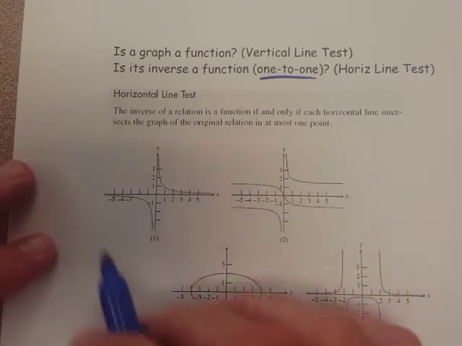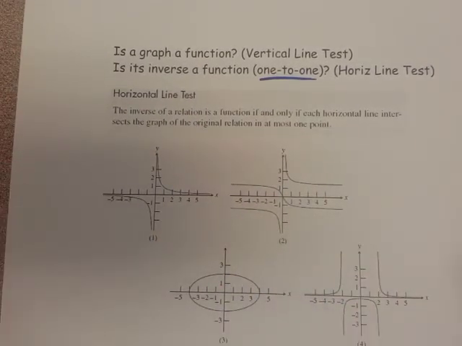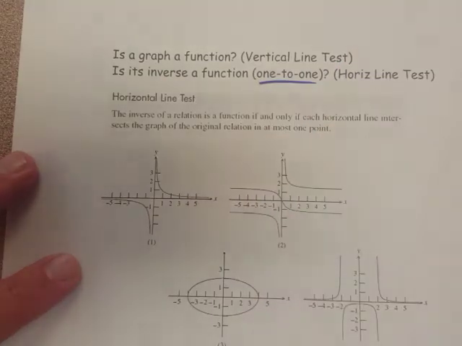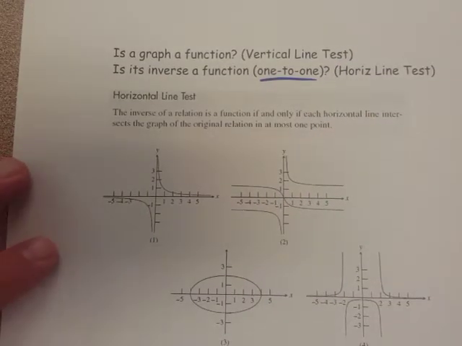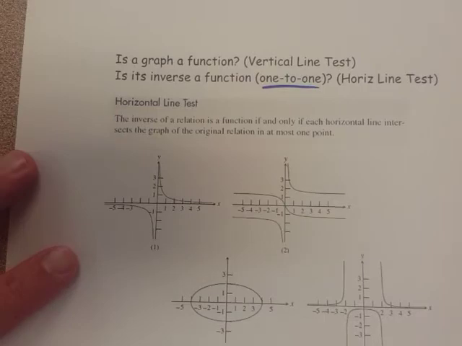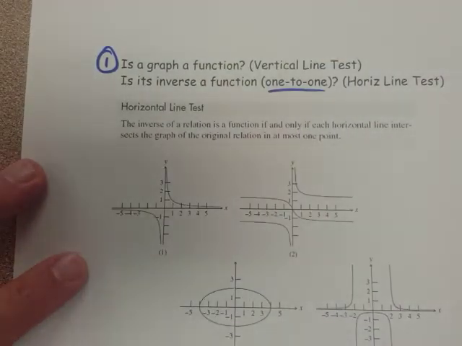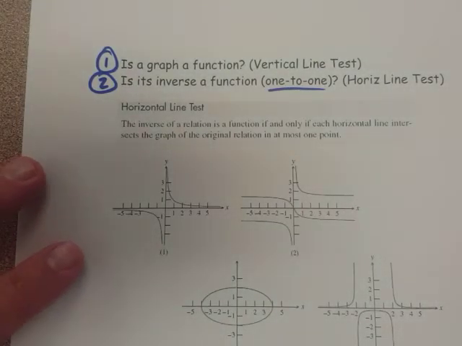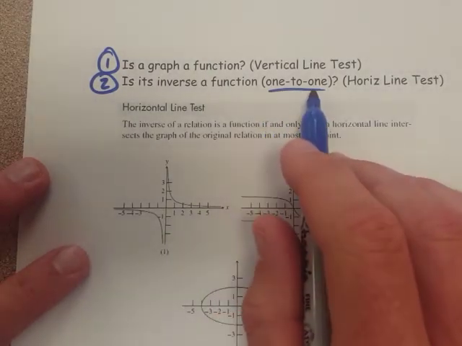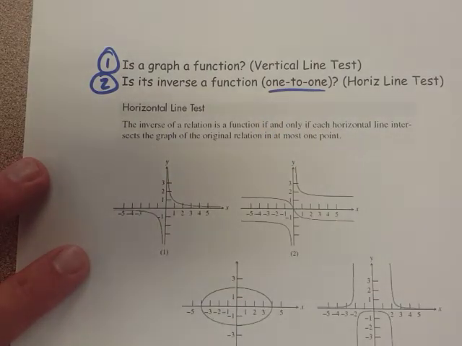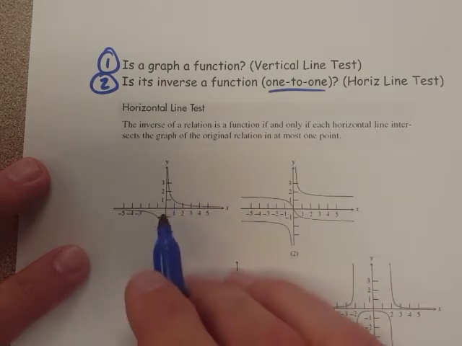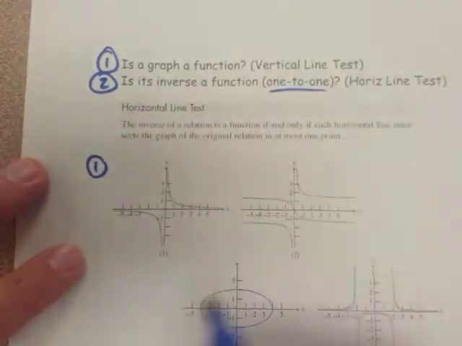First of all, we look at these four examples. These are just four that we can compare. We want to know if the original is a function. That's the vertical line test, and this is the test that we've done all along. And so we're going to answer two questions here. Number one, is the graph a function? Number two, is its inverse a function? And like I said, in order for it to be called a one-to-one function, it's going to have to be both.